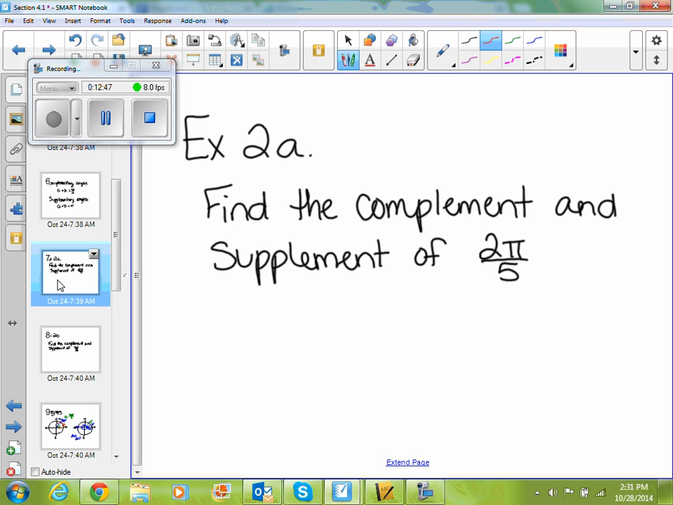So we're going to find the complement and supplement of 2 pi over 5. If I start with 2 pi over 5, I know I'm going to need to add some angle to that to make it pi over 2, and that's going to be my complementary angle.